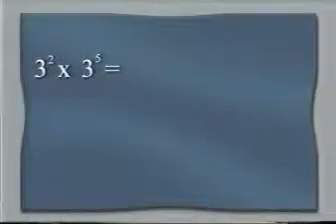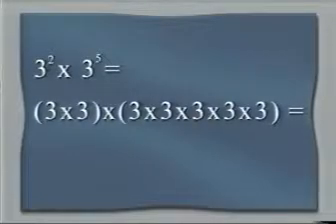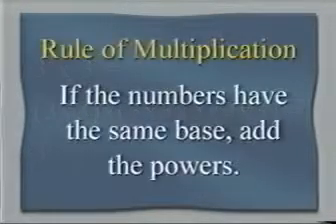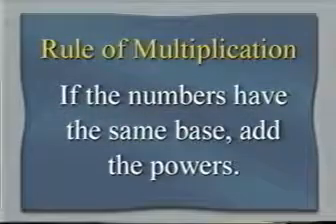3 to the second times 3 to the fifth means 3 times 3 times 3 times 3 times 3 times 3 times 3. Now that is 7 threes multiplied, which is 3 to the seventh. So 3 to the second times 3 to the fifth is 3 to the seventh. The rule is if the numbers have the same base, in this case 3, add the powers when you multiply. Not because it's an arbitrary rule that came down from the mountain, but the power tells us how many 3s we have. We add those powers up, and that gives us the total number of 3s that are being multiplied.